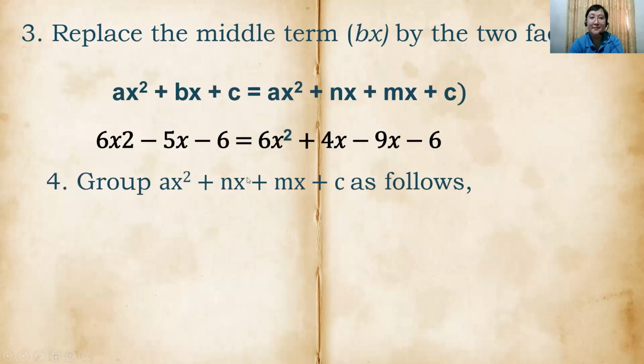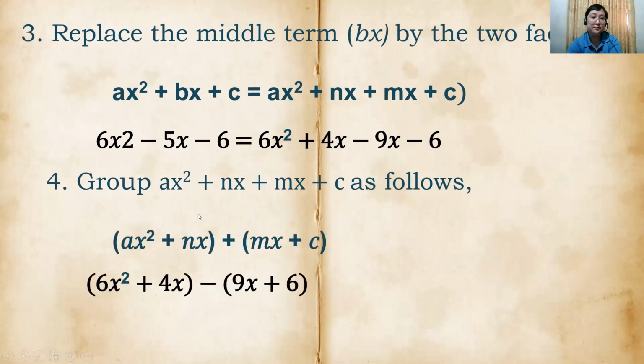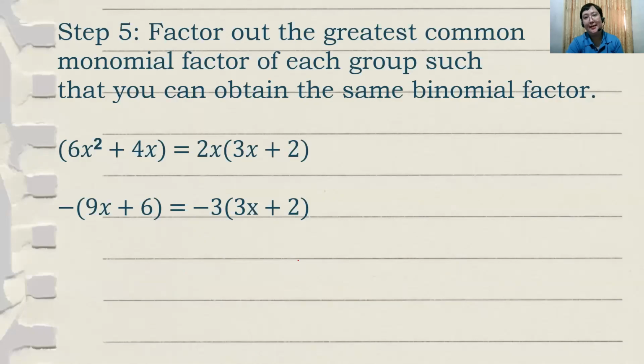Okay, and then we group that as follows. So we have quantity 6x squared plus 4x, quantity, minus quantity 9x plus 6, quantity. And the next step, factor out the greatest common monomial factor of each group such that you can obtain the same binomial factor. So we have here quantity 6x squared plus 4x quantity. The greatest common monomial factor is 2x, and the other factor is 3x plus 2.